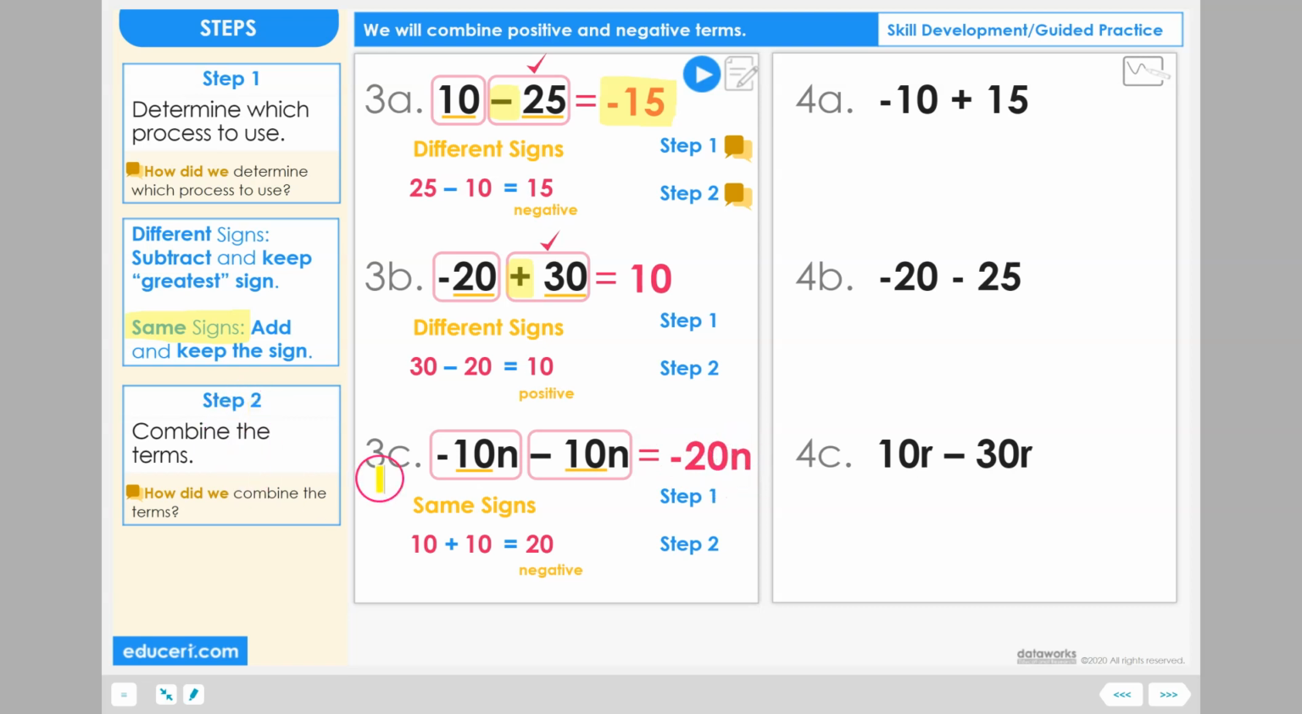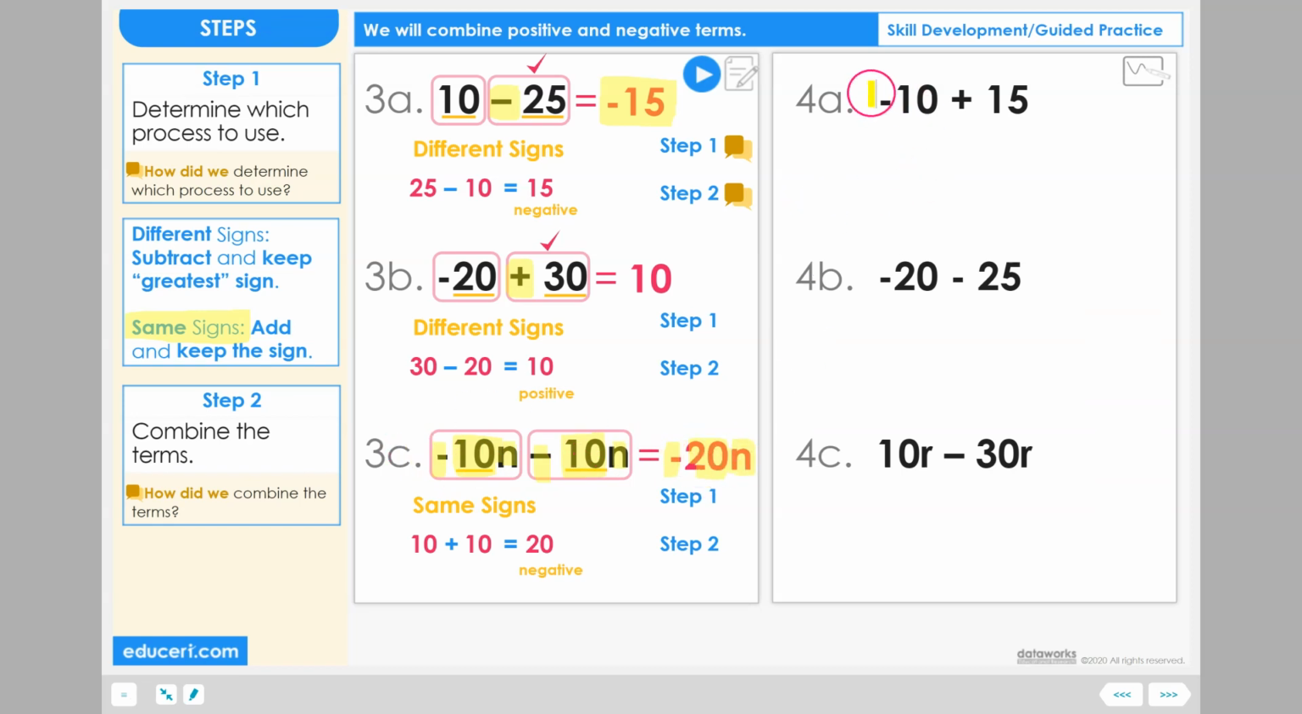For step 2 on problem 3c, how did we combine the terms? For step 2 on 3c, we had two terms that had the same sign, so we added the two values 10 and 10, and we kept the sign, which was negative, to have a negative 20n, remembering here that we are combining like terms, which we can do when we have the same variable, and we combine the coefficients.